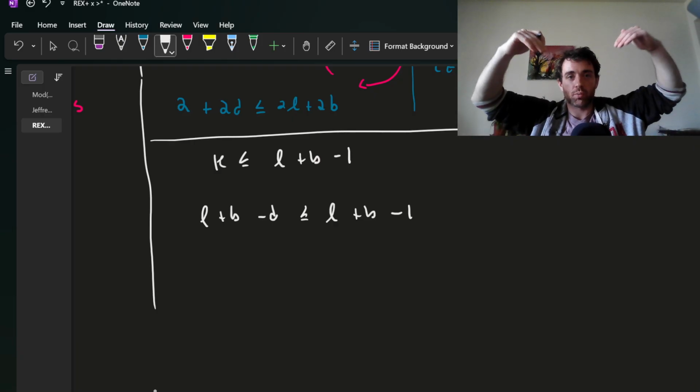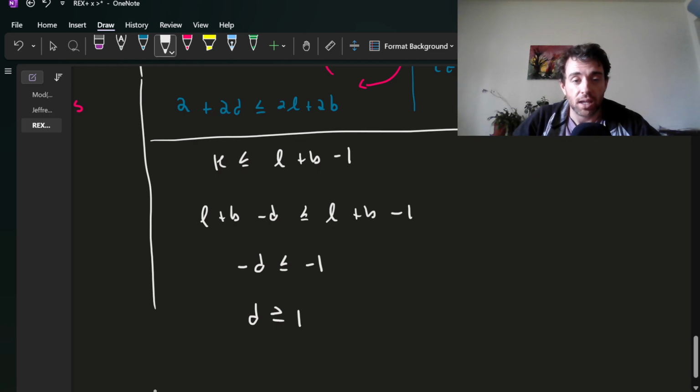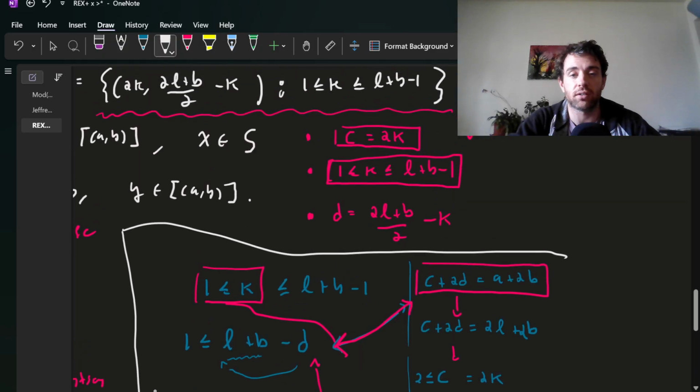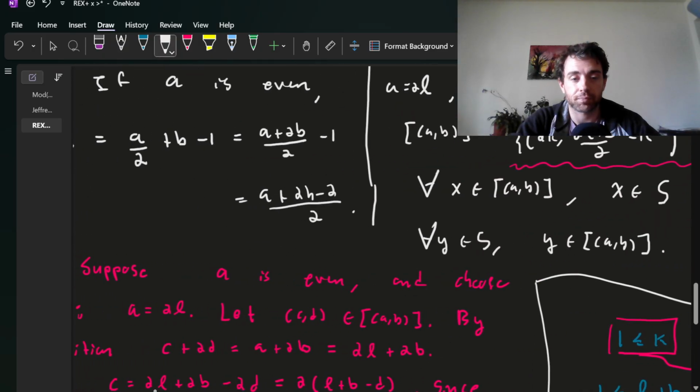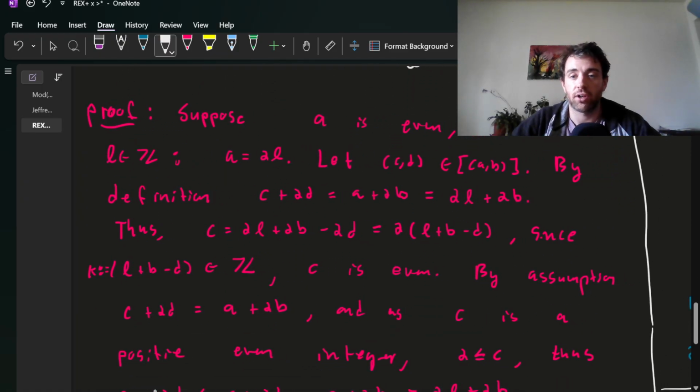So again, we'll try and work almost backwards to something that we know is definitely true. If we knocked out the L plus B from either side, we would get minus D is less than or equal to 1. Multiplying both sides by minus 1, we get D is greater than or equal to 1. And this is something that we definitely know is true, right? Because at the beginning, we assumed that C comma D belonged to this equivalence class of A and B, right? And so that means that by definition, C and D are both positive integers. The smallest positive integer is 1, right?